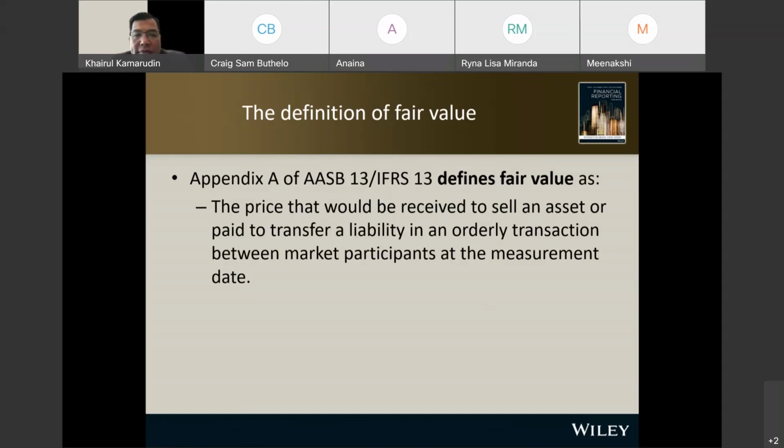What is meant by fair value? The price that will be received to sell an asset. When you sell the asset, what is the price you're going to receive? Or in the case of a liability, the amount paid to transfer a liability in an orderly transaction. The key word here is orderly transaction between market participants at the measurement date. So that is the fair value. I'll give you a simple example.